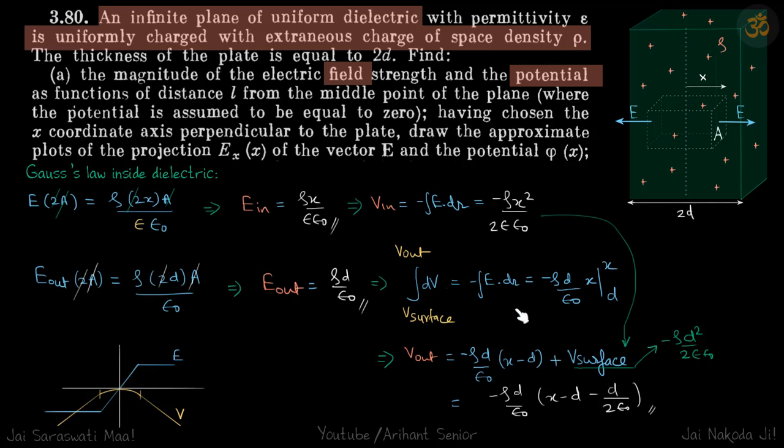Now we need to plot it, so let's plot the field first. Inside it's proportional to x, so it's going to be a straight line, and after that it's constant. Potential inside is an inverted parabola, because it is proportional to minus x square, so it's an inverted parabola until it reaches the surface, and after it reaches the surface it's minus constant times x, so a straight line with a negative slope. It's going to be like this. So these are the electric fields and potential inside and outside the dielectric.